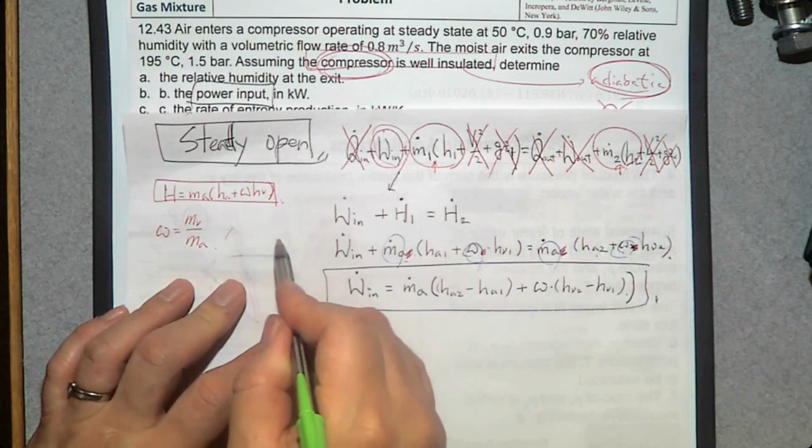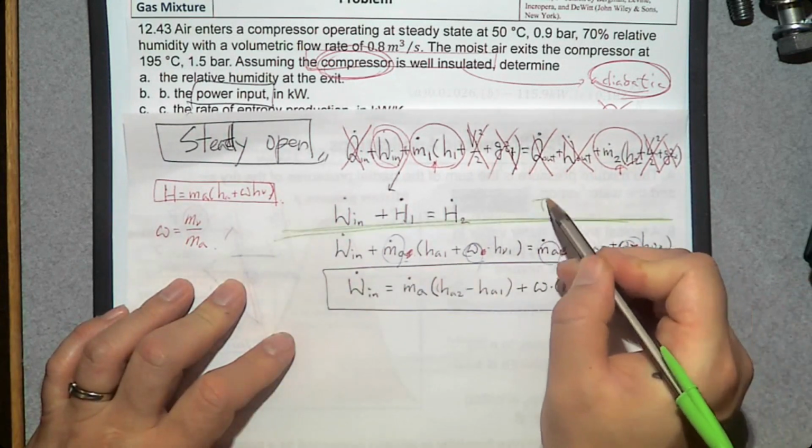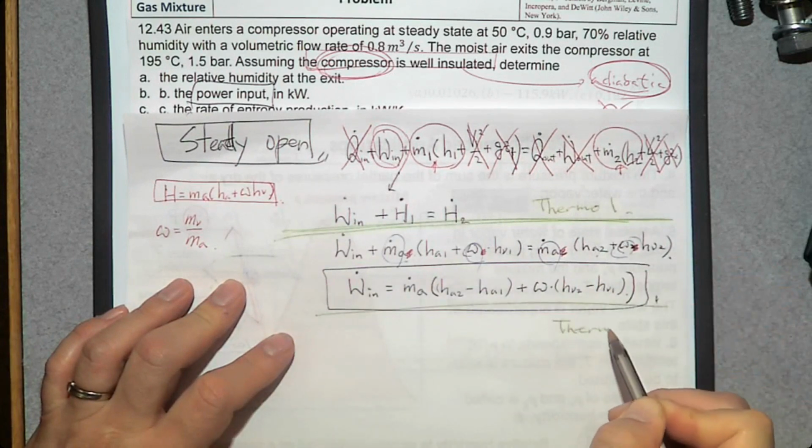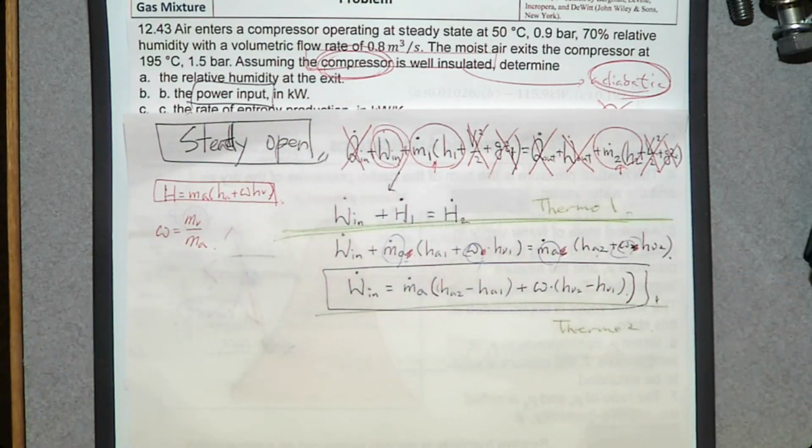So up to here, thermo 1, and now thermo 2. I didn't change anything. We are using the same energy balance equation, but when you have a mixture, when you have moist air, this energy balance equation becomes this form. So this is the general form of the energy balance equation when you have moist air in an adiabatic system with one inlet and one exit.